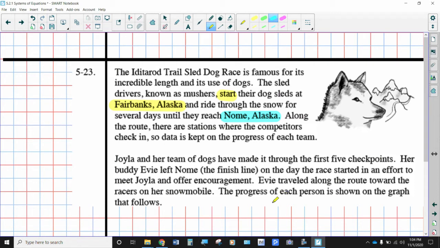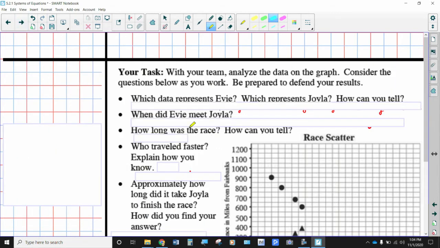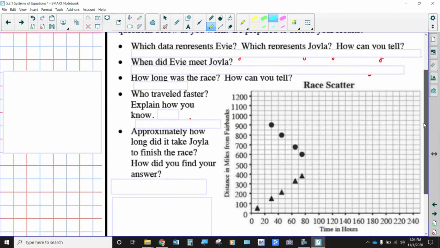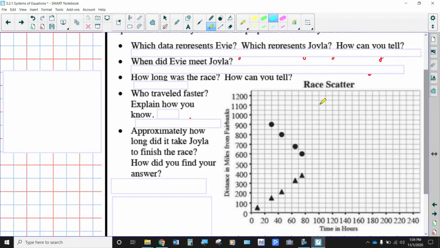The progress of each person is shown on the graph that follows. So here is the graph that follows. So notice the y-axis is distance in miles from Fairbanks. So 0, 0 would imply that that distance is 0 miles from Fairbanks. So this must be where Fairbanks, Alaska is located as far as the graph is interpreted. And the time in hours is listed on the x-axis. So you can see after 20 hours how far she had gone, after 40 hours how far she had gone, and so on and so on and so forth.